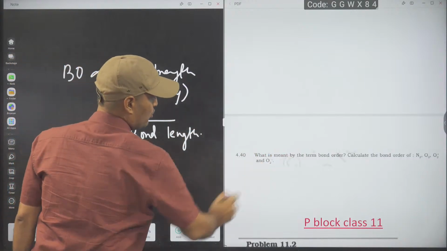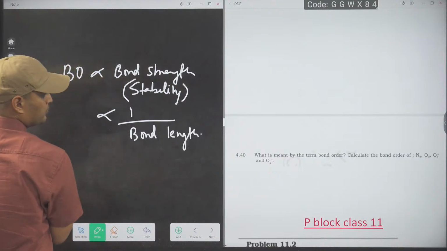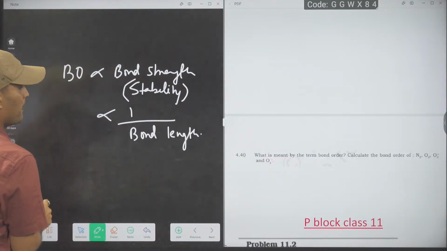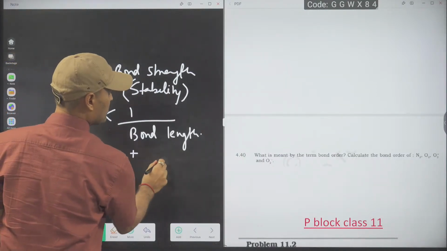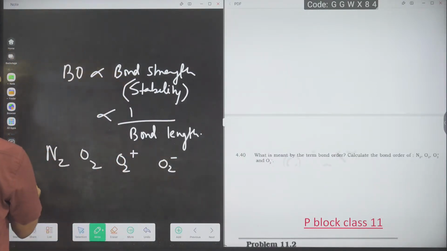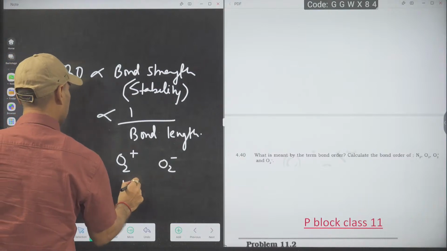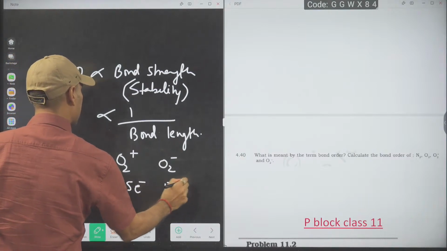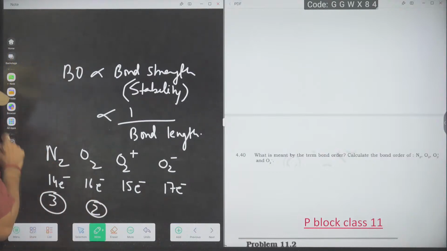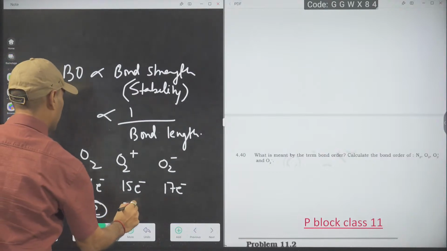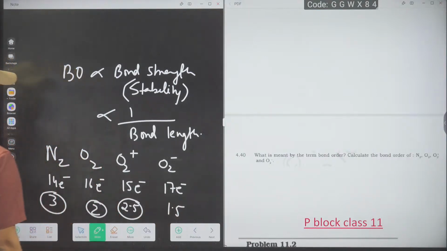Let's see what we mean by the term bond order. Calculate the bond order of all these. See, they have written N2, O2, O2 plus, O2 minus. Can you calculate the bond order? 14 electrons, 16 electrons, 15 electrons, and 17 electrons. So 3, 2, 2.5, correct? And this is 1.5.